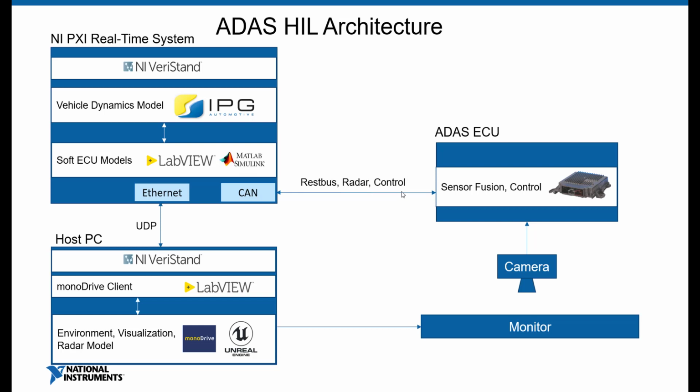And then we can send this data over the CAN bus to the ADAS ECU or to our soft ECU models. On our ECU, we can implement the control, and we can have the sensor fusion for features such as automatic emergency braking, adaptive cruise control, blind spot monitoring, and many others.